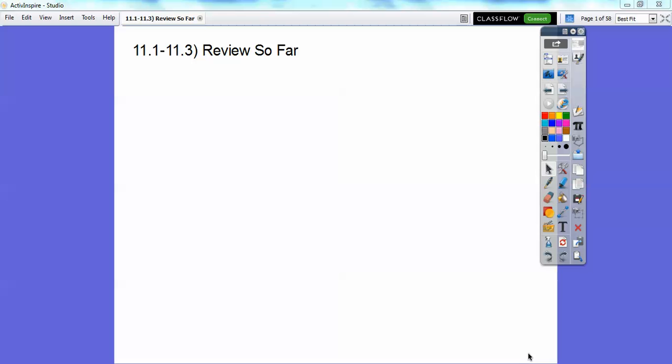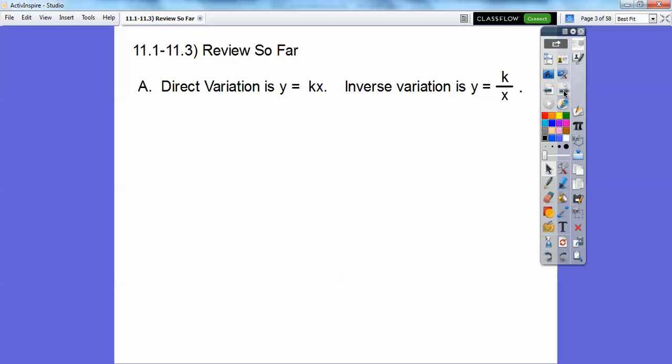See direct variation, inverse variation, the excluded values of rational expressions, and then simplifying rational expressions. Let's get started. Here's direct variation, y equals kx. k is called the constant of variation. Inverse variation is y equals k over x. Again, the constant of variation is k.